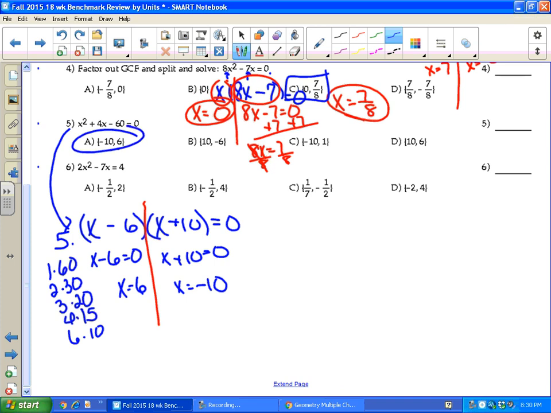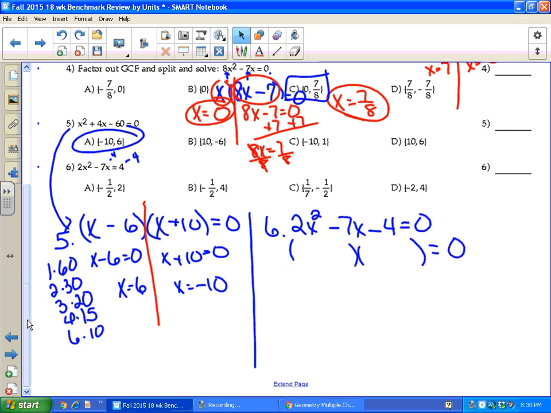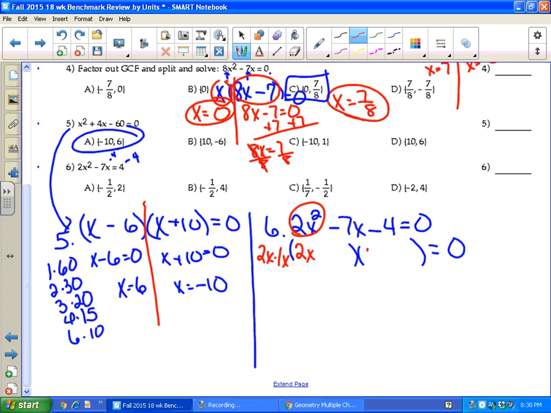All right, number 6. I'm going to solve number 6 right here. First thing I have to do is get it equal to 0, so I have to subtract 4. 2x squared minus 7x, subtract 4 equals 0. So the 4 became negative when it came over. All right, I'm going to have to make sure this time that I do some trial and error. What two things multiply to give me 2x squared? 2x times 1x. It's the only thing you can have is 2x and 1x. What multiplies to give you 4 is 1 times 4 or 2 times 2.